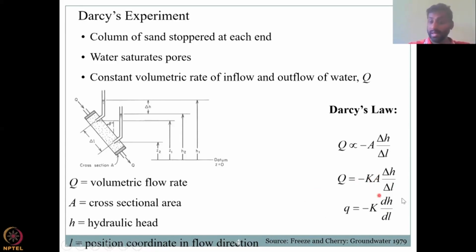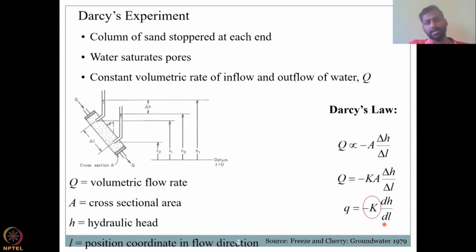So if you take the area out, I'm not interested in the total volume, but I want the velocity or the discharge. And that discharge Q is rated by the area. So if you divide by area on both sides, you get small q, which is equal to minus K dH by dL. So this is a very simple equation, but it captures the flow of water between two wells and also the discharge rate. Now let's take a step backwards.